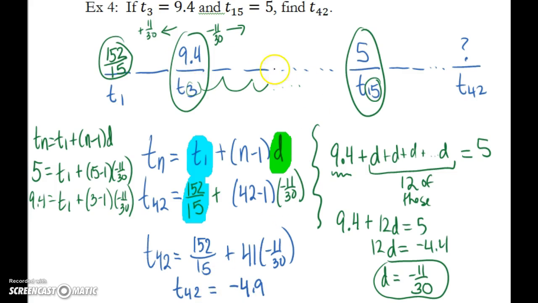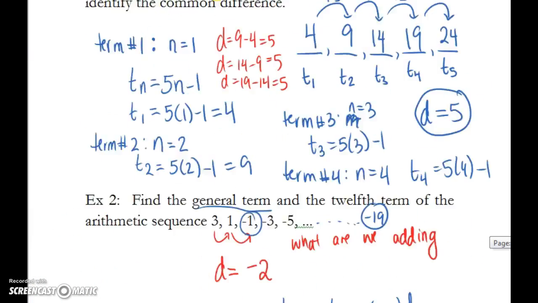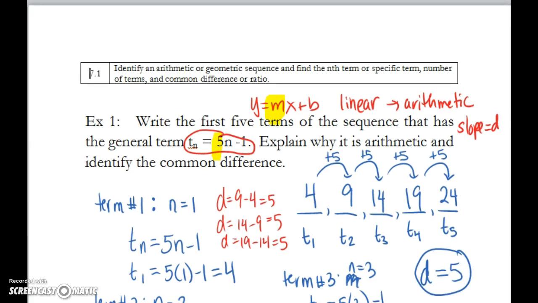Makes sense it's going to be negative because our values are decreasing here, right? I could change that to a fraction, but it was exactly 4.9, so I'm okay with the decimal as well. So this is standard 7.1. It was the arithmetic part of sequences.